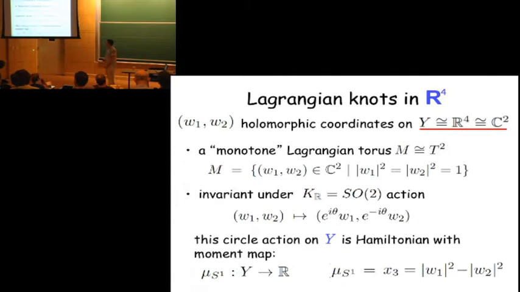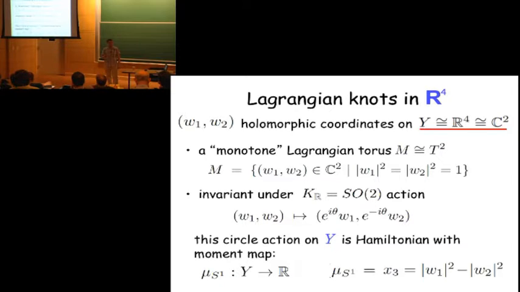Okay, so this circle action on the full space Y, which for us is R4, is actually Hamiltonian, and the moment map of this space is what I'll call X3 on later slides, and it's simply the difference of absolute values of W1 and W2, as is very easy to see from the definition. Since the weights are plus minus 1, you have plus 1 here and minus 1 here in the contribution to the moment map.